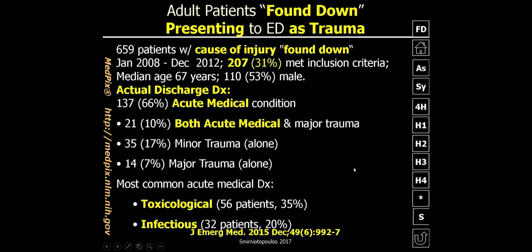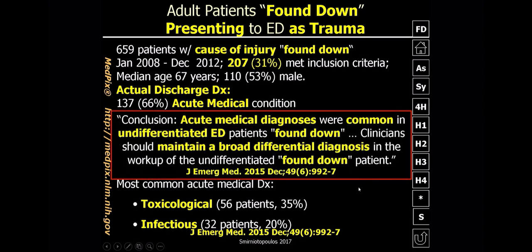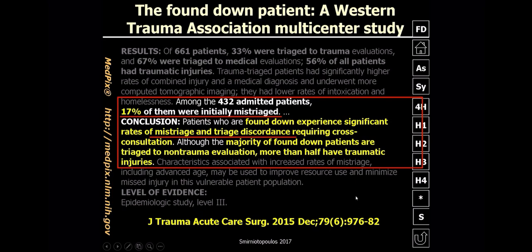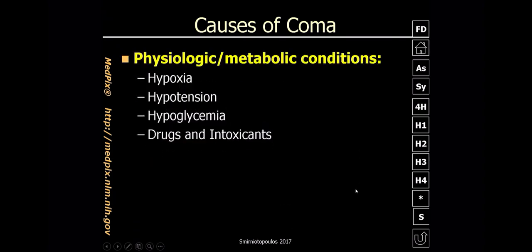And of course, there's a lot of literature on this in the emergency medicine journals. Again, it's very important to remember that you can have a combination of acute medical conditions and trauma. So when the patient comes in, a significant number of patients are going to have a combination of traumatic and non-traumatic, and also a significant percentage of patients, somewhere around 20%, are going to be mistriaged when they get to the emergency room.